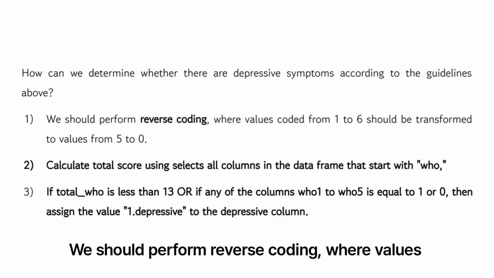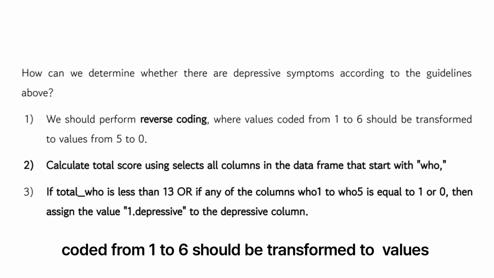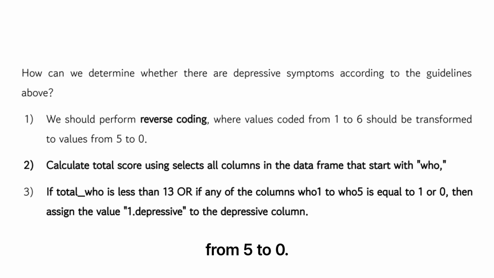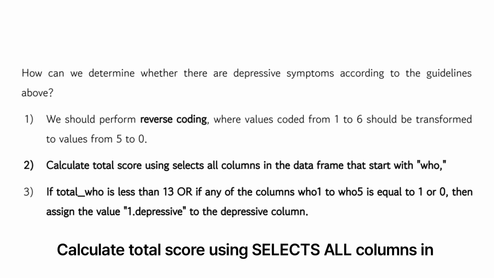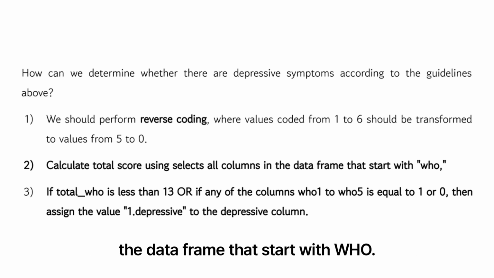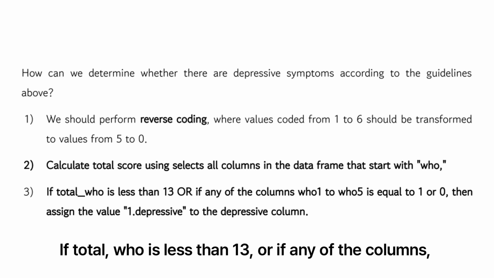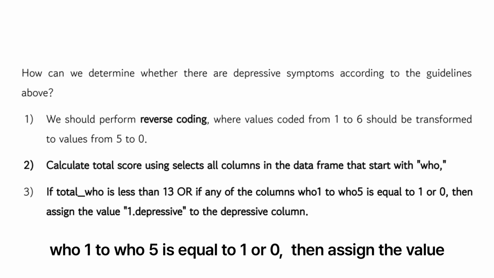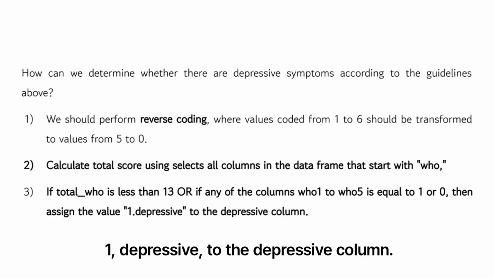We should perform reverse coding, where values coded from 1 to 6 should be transformed to values from 5 to 0. Calculate the total score using select, which selects all columns in the data frame that start with WHO. If total WHO is less than 13, or if any of the columns WHO1 to WHO5 is equal to 1 or 0, then assign the value 1, depressive, to the depressive column.